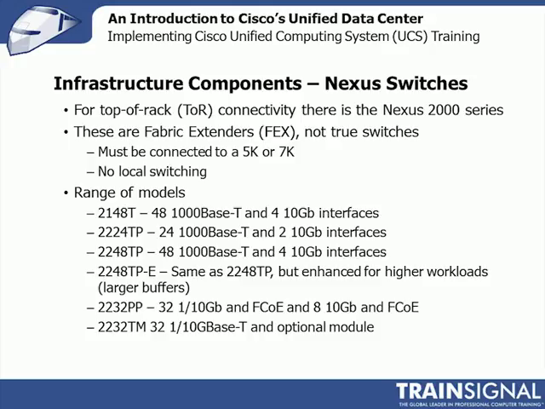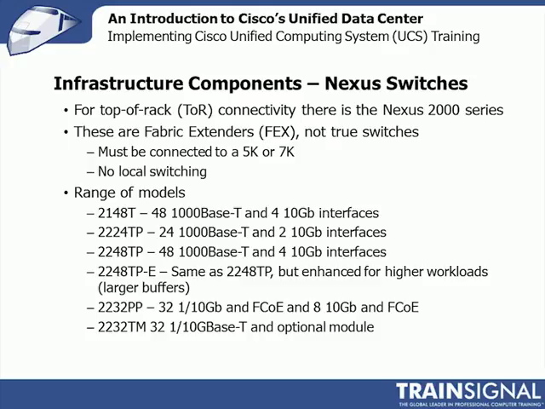There's a range of models. The 2148T has 48 1 gig connections and 4 10 gigs. The 10 gigs are to run back to the core. There's a 24, a 48. There's a 2248TPE, which is the same as the TP, meaning it has 48 1 gig connections, but it's enhanced for higher workloads with higher buffers. You've got 10 gig Nexus 2000, like a 2232, which has 32 10 gigs that can also do FCoE, and it has 8 10 gig ports back up to the core. And then you have a 32 port 10GBase-T. So if you want to run 10 gig over standard Cat6 copper, there's one of those.